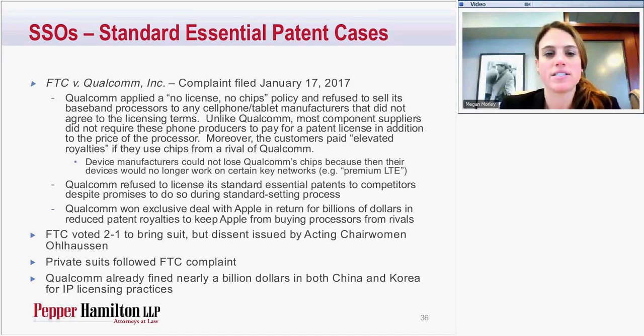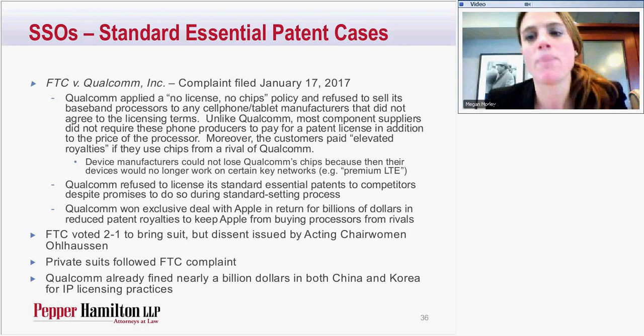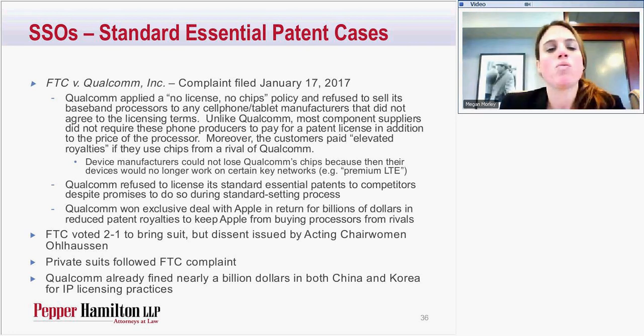And the FTC filed this against Qualcomm, again, in this standard, claiming this sort of standard essential patent and monopolization. What the complaint alleges is that Qualcomm applied a no-license, no-chips policy and refused to sell its baseband processor, which are some sort of computer chip, to any cell phone or tablet manufacturers that did not agree to the licensing terms that Qualcomm implemented.